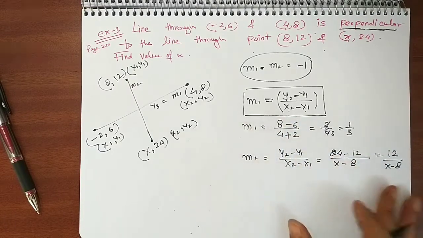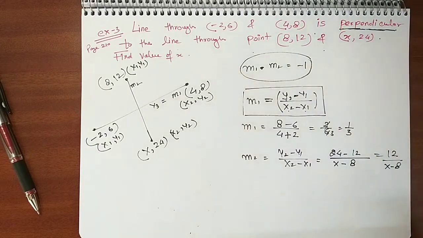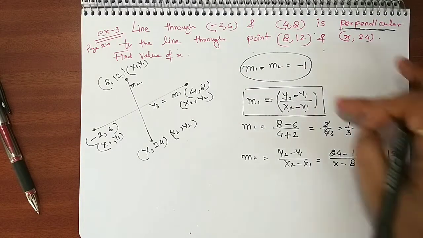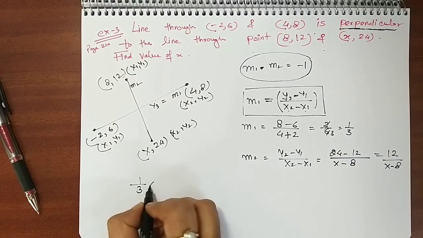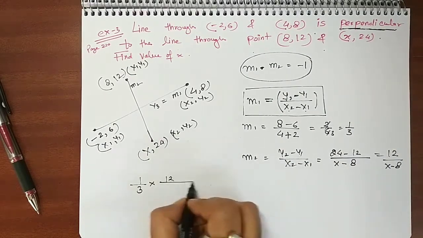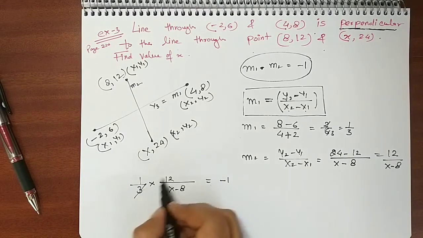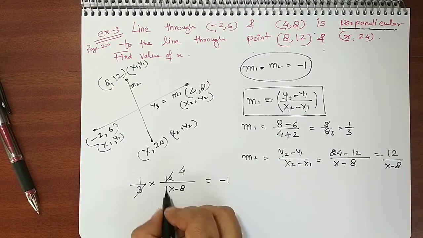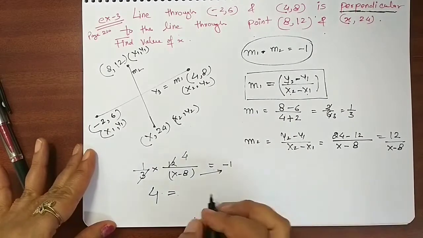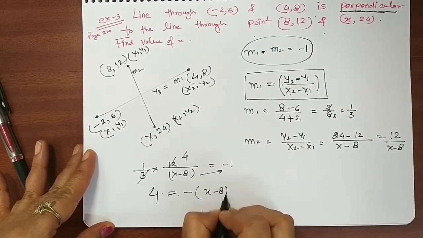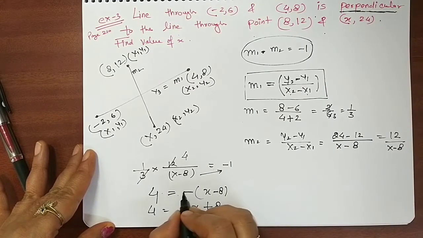This is m1, m2. I have to apply this condition because perpendicular, I know this formula only. Let me see if it will work. So this into this should be minus 1. Correct. So I am applying 1 by 3 into 12 over x minus 8 should be minus 1. This will cancel clearly, and this will go there. So 4 is equal to minus of x minus 8, which is 4 is equal to minus, and this minus will become plus because of this minus, correct?